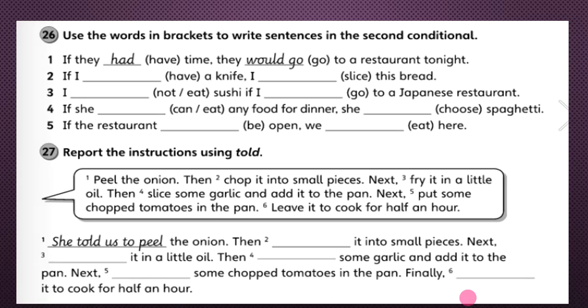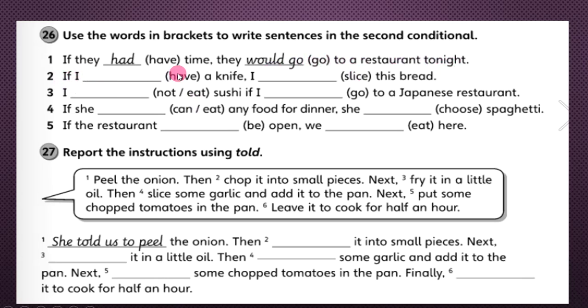The next 2 exercises, 26 and 27, use the words in brackets to write sentences in the second conditional. So number 1 is done for you. If they had, you've changed have to had, and now after if it's the past verb, and after would it's the base verb. So if they had time, they would go to a restaurant tonight.